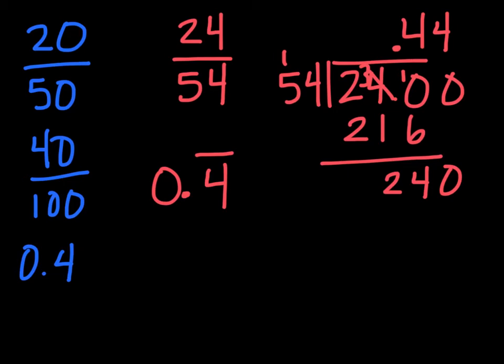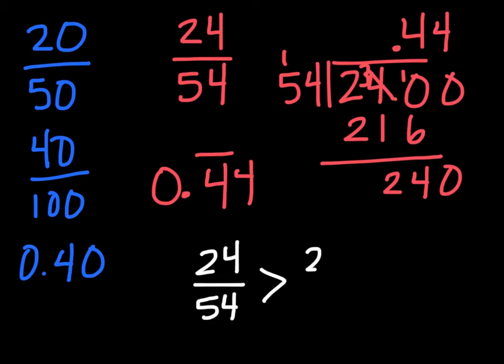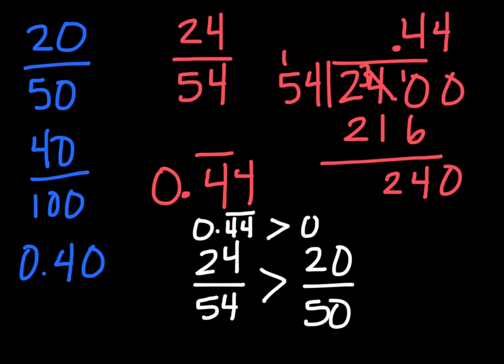So now we're going to compare our decimals. Which is greater? 0.40 or 0.44? It'll be 0.44, correct? So the fraction that is larger, 24/54, is greater than 20/50, because 0.44 repeating is larger than 0.40. Okay, let's move on to the next idea.